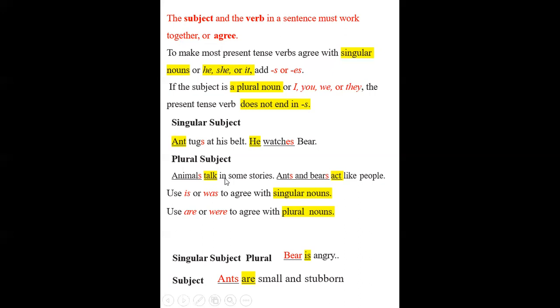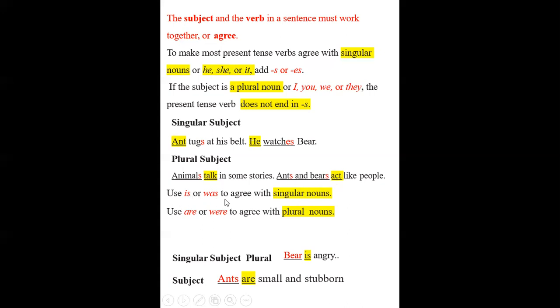So animals talk, and in some stories, ants and bears. So we have two nouns that are joined together by using and. If we don't have s here, it's a plural as well. So if we say ants and bears, it's a plural. Ants and bears, it's already plural. So we say they act like people. Here, act, as you see, is the verb without s.